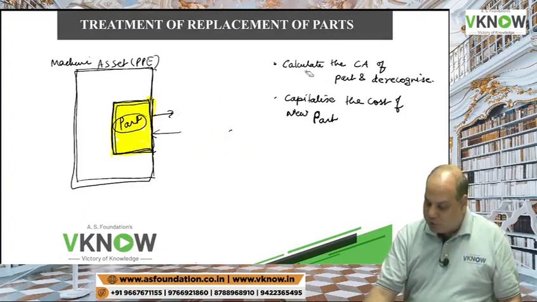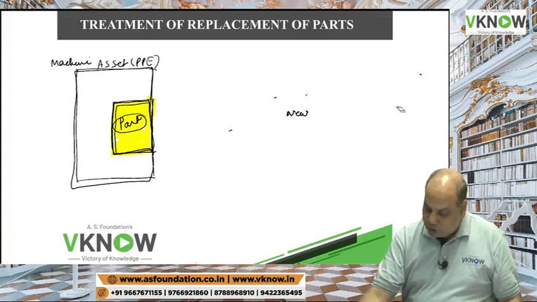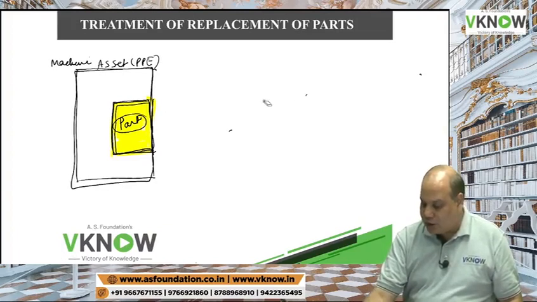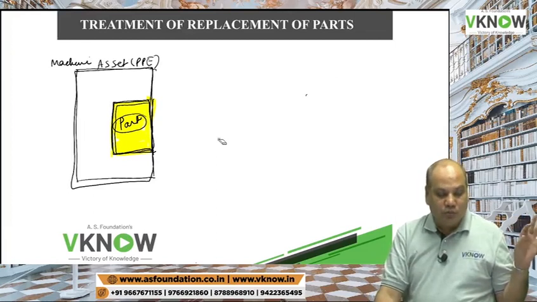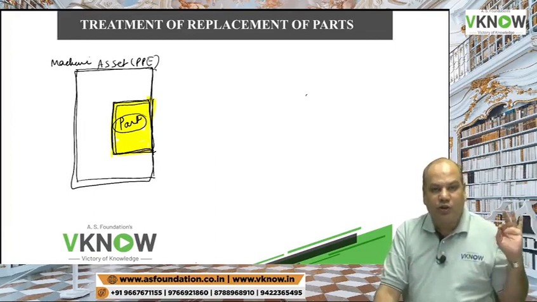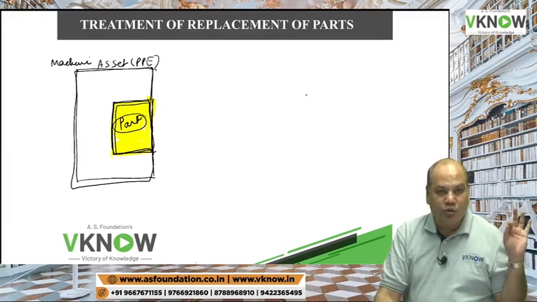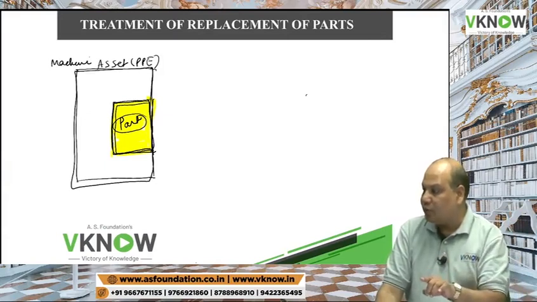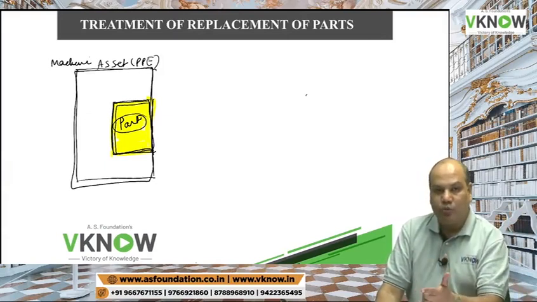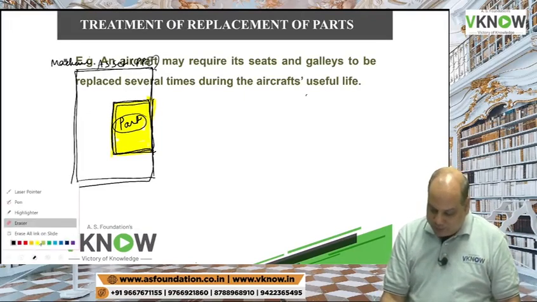Earlier, before AS-10 revised was issued, life was easy. When we purchased a new part, the new part itself was charged to the P&L account. Under the old method, the new part purchase was charged to the P&L account. Whereas now, the carrying amount of the old part will be removed from the books, and the cost of the new part purchased will be capitalized. Okay.